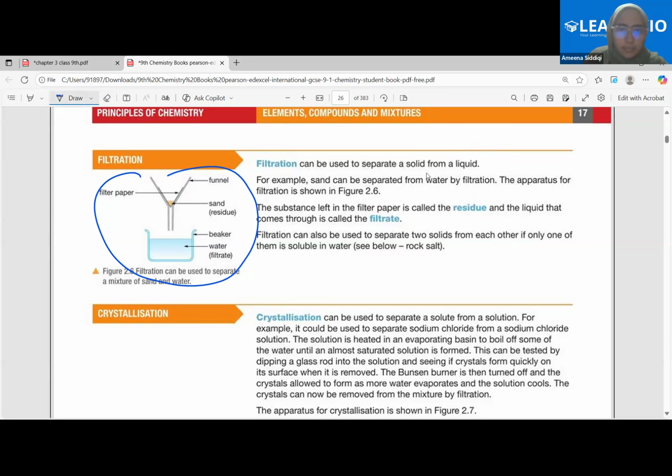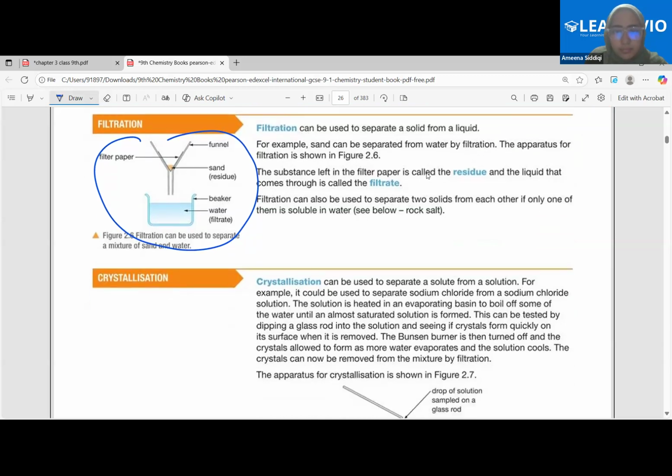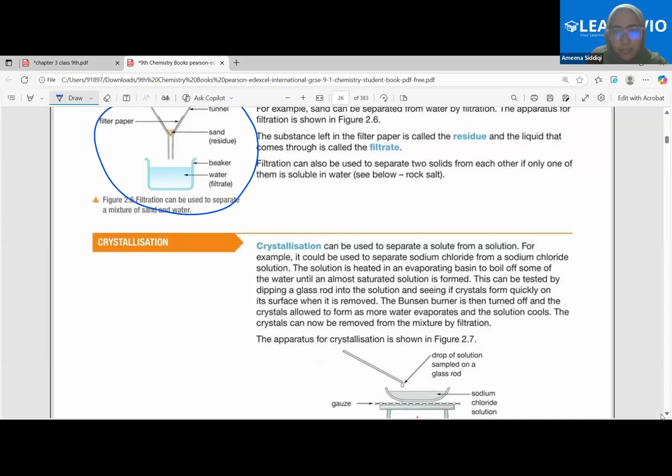Moving on to the next. Any problem here? No, miss. Second, what is crystallization? Filtration can also be used to separate two solids from each other if one of them is soluble in water. We will see the example of rock salt. How can we separate this?